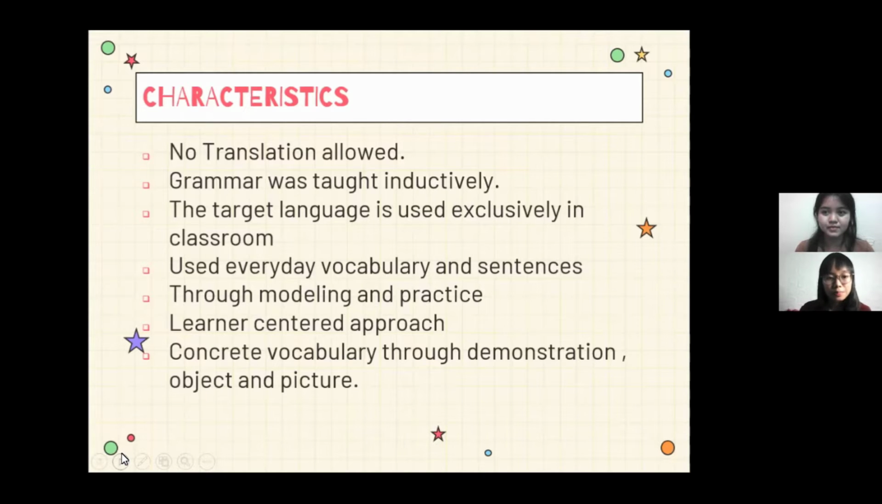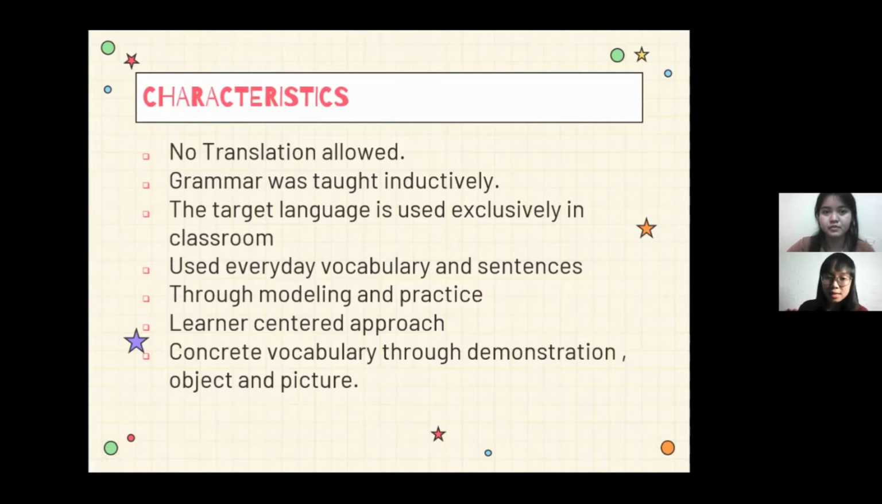So the third is the target language is used exclusively in the classroom. This method, as I said before, aims to facilitate students with real knowledge of the target language. Next is use everyday vocabulary and sentence. So in this method, vocabulary is taught in full sentence. So the next characteristic is through modeling and practice. So that's mean the teachers give the student practice through modeling and practice.